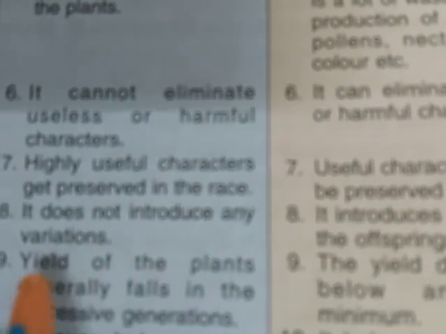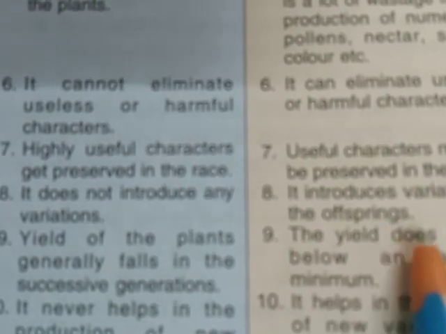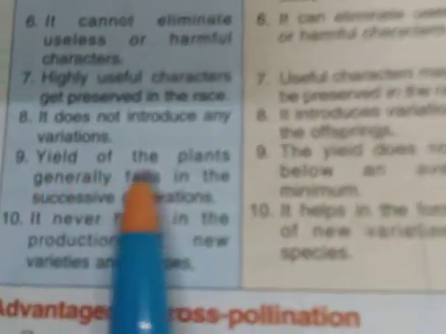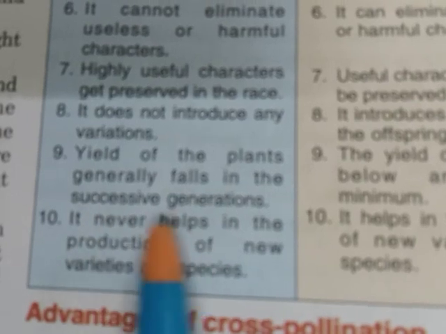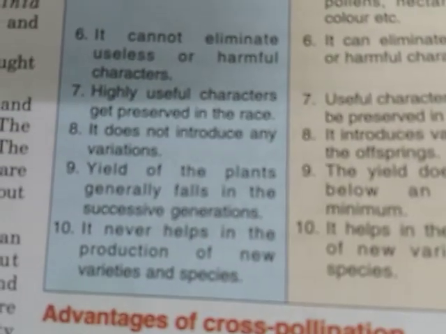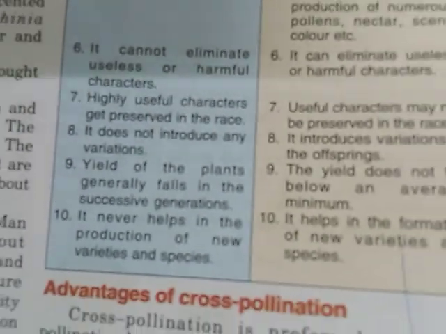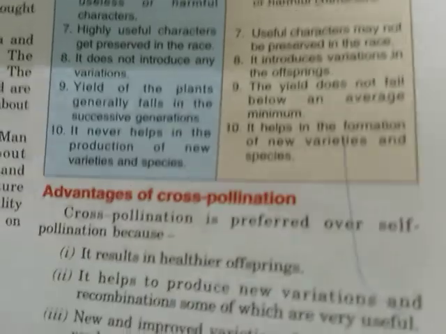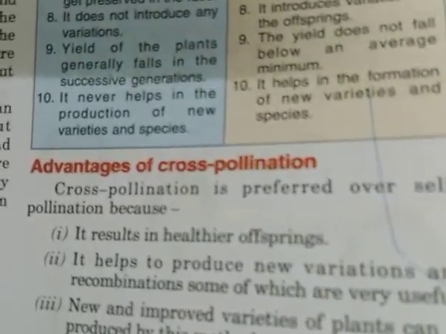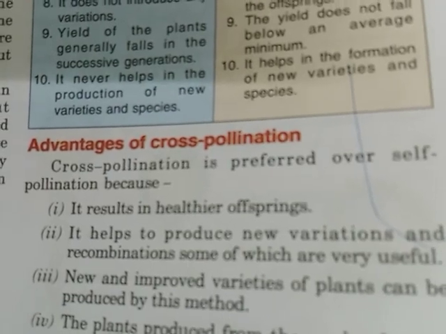Self-pollination does not produce any variations. No varieties are produced in self-pollination, but cross-pollination introduces variations in the offspring. The yield of the plants generally falls in successive generations in self-pollination. If it is producing 10 bags of crops in one season, in the next it will produce less.